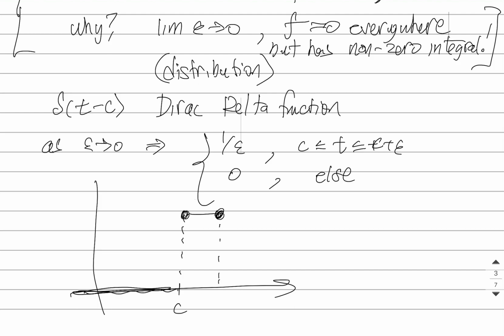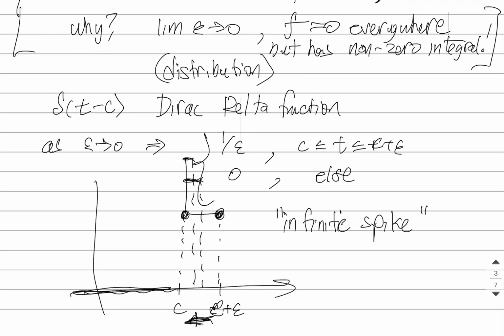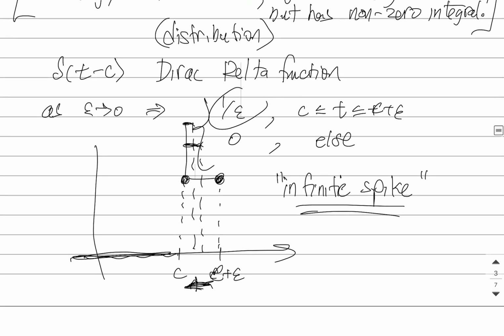So as you take this c plus epsilon and you shrink the epsilon this way, the box is going to get more and more narrow. And so what you end up with is really an infinite spike. Because as epsilon goes to 0, the height of the box goes really high, but the width of the box goes to 0. So it's essentially an infinite spike. Sometimes we call this an impulse.